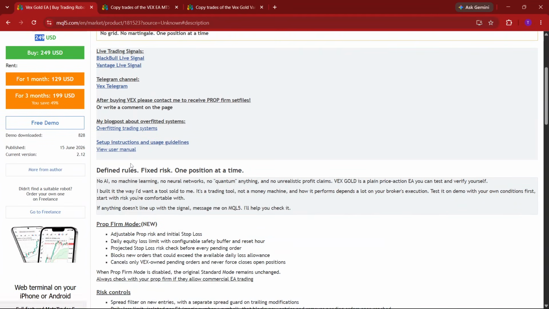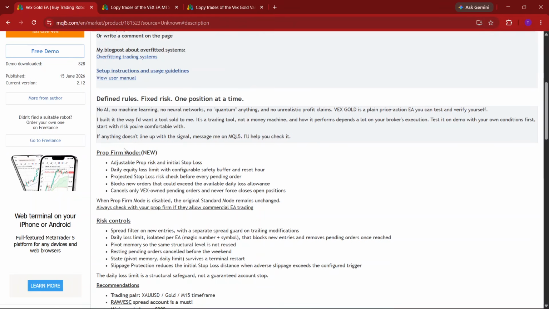Now first up, the core claim. The developer is very clear. This is a plain price action EA that you can test and verify yourself. There is no AI, no machine learning, no neural networks, nothing quantum. He positions it as something you can test and verify yourself.